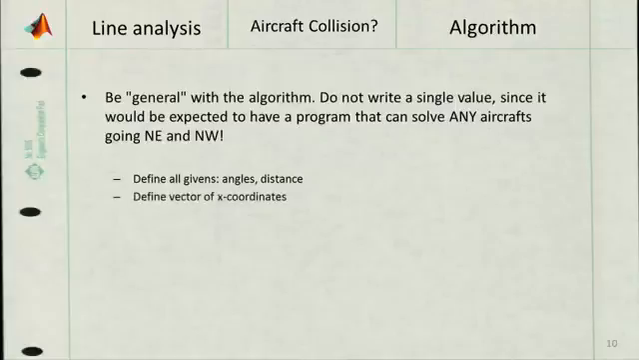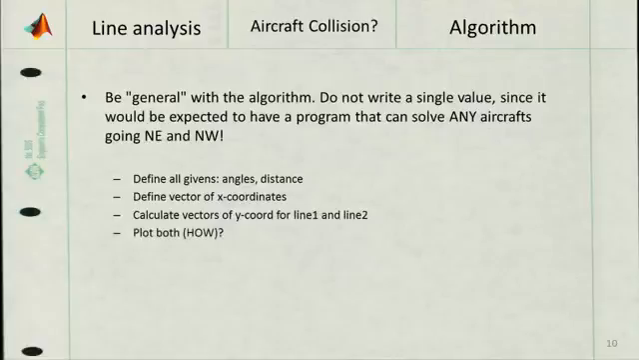Define the vectors of xy coordinates. First, define the x's. Now remember, this is MATLAB, so now we're thinking about programming. If I want to plot a line, I need vectors. So I'll need a vector for the x's. And I'll need two more vectors, one for the y coordinate of line 1 and one for the y coordinate of line 2. Once I do this, I can plot both.